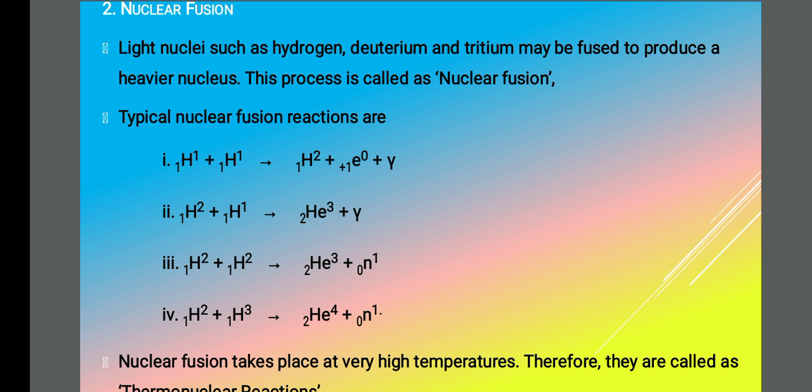A typical nuclear fusion I'll explain for you. The combination of two protons, 1H1 plus 1H1, hydrogen, gives you deuterium, that is 1H2, plus positron plus gamma radiation. Then this deuterium combines with hydrogen to give helium 3 plus gamma radiation. Otherwise, two deuterium combine together to give helium 3 plus neutron. Or in other ways, deuterium combines with tritium to give helium plus neutron.